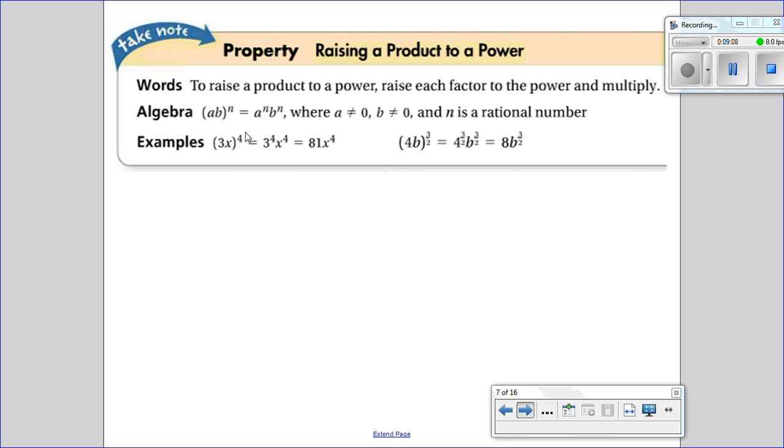So this is how it's written. If you have a times b in parentheses, and even if you had a third term, the n power exponent goes to each one of those bases. And here's some examples of that.